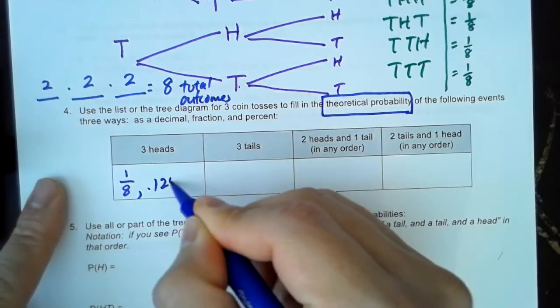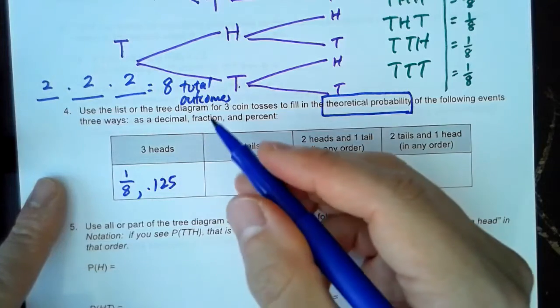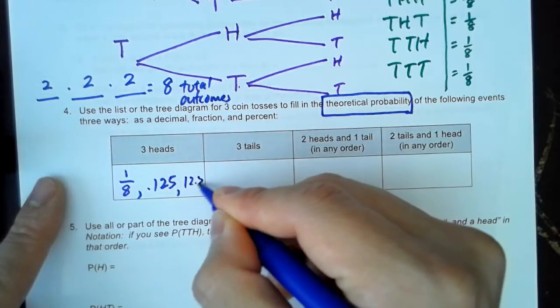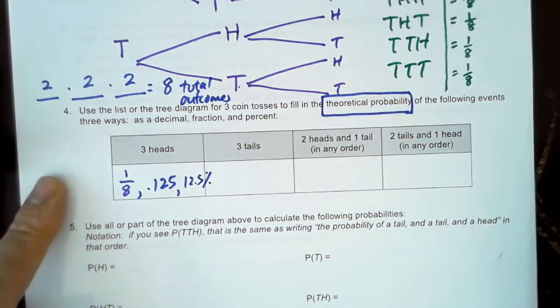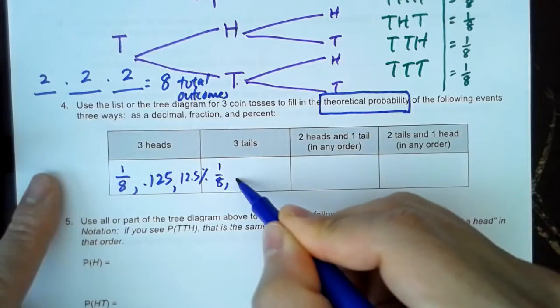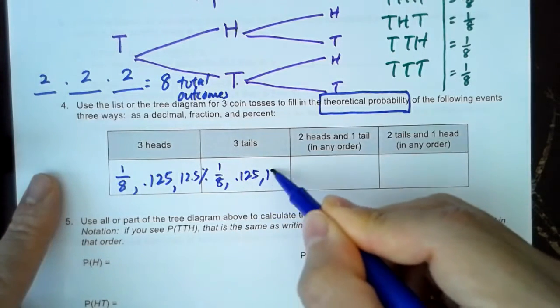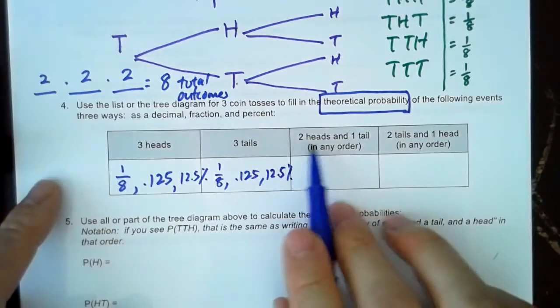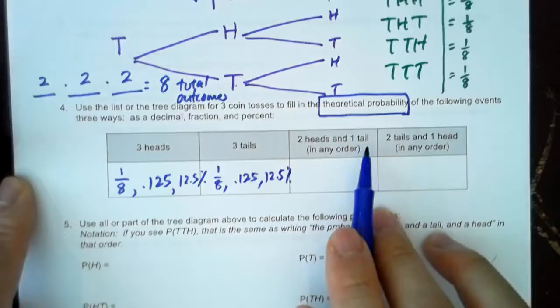We also know that 1/8 is 0.125 as a decimal, which means it's 12.5%. Now, 3 tails should not be a surprise for you. That should be exactly the same, right? 0.125, 12.5%.